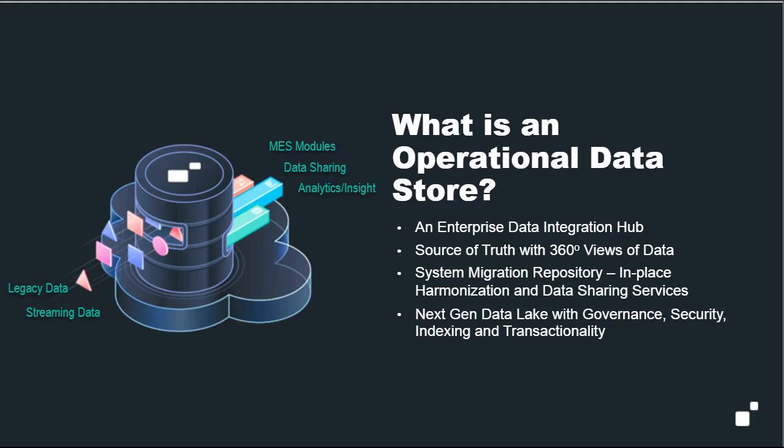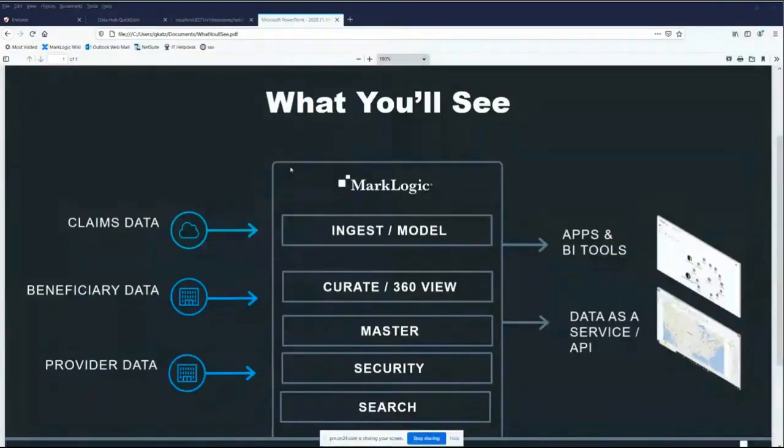Okay, and Tom touched on what we're going to see in today's demonstration. We have 3 different types of data: claims data, beneficiary data, and provider data. And we're going to put this all inside of the MarkLogic Data Hub, and we're going to evaluate these different steps throughout: the ingestion and modeling, curation of data, mastering, and we're going to see security and search sort of as a common theme throughout this demonstration.